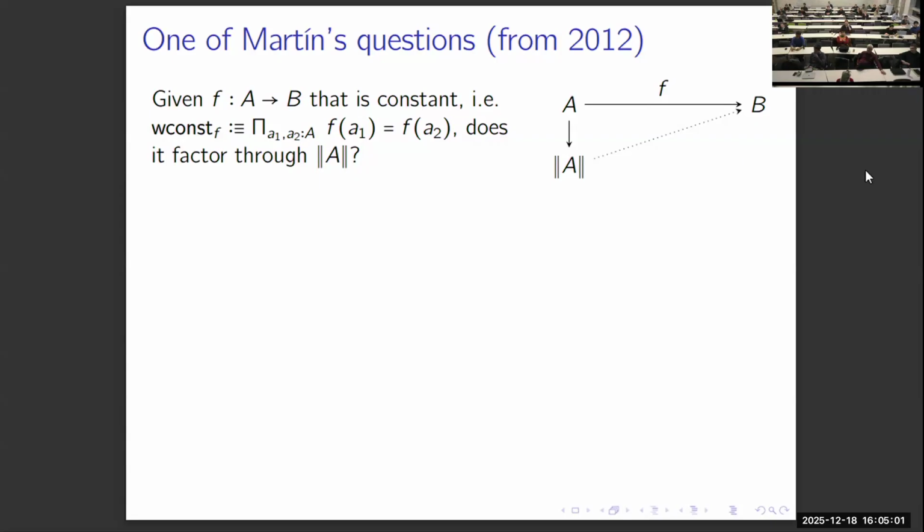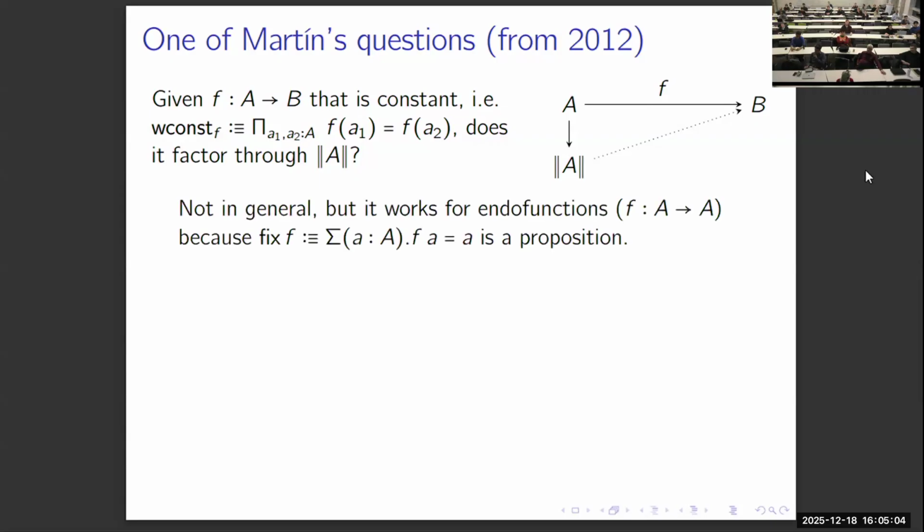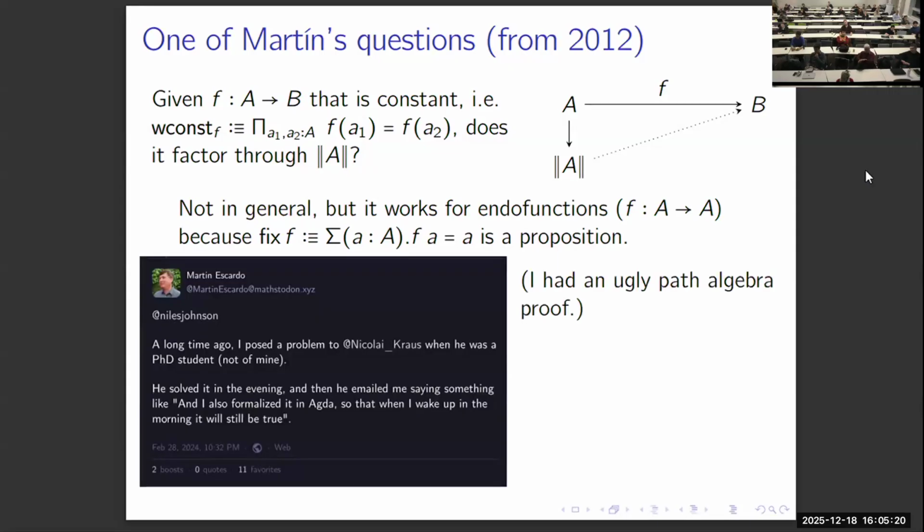It does not quite work with general types, but there is one interesting special case where it actually works, namely if f is an endofunction from A to A. And I remember thinking about this problem with Martin, and Martin also remembers this. Just last year, he told this story on social media that a long time ago, that was actually 2012, he gave me this question, and Martin says that I solved it in the evening and then said I also formalized it in Agda so that when I wake up in the morning, it will still be true.